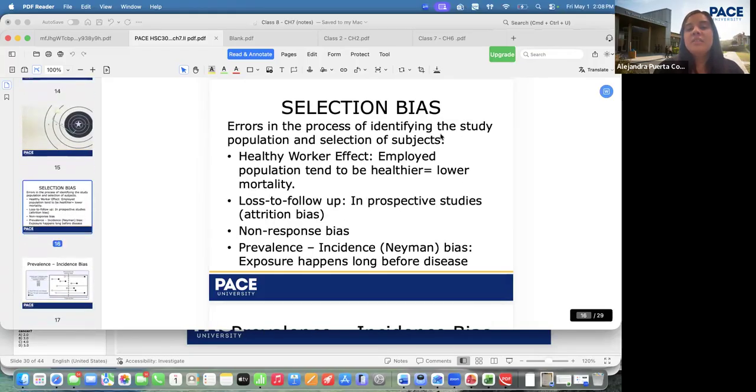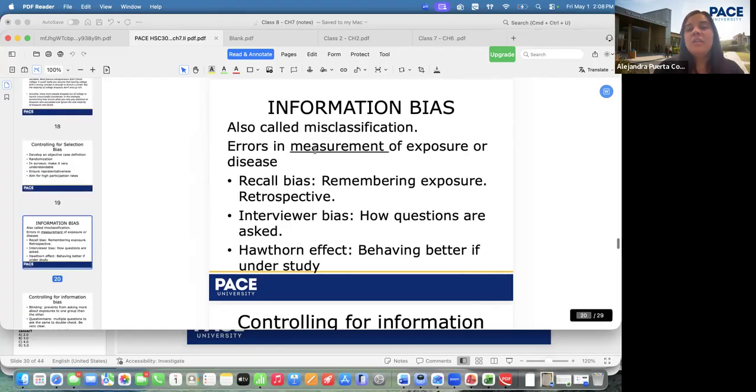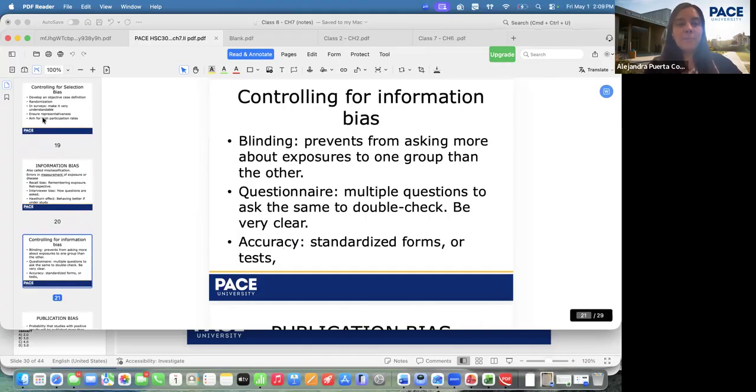So selection bias is in the process of identifying the study population and selection of subjects. And information bias are those errors in the measurement of the exposure or disease. Okay, so if you use an instrument that has not been calibrated, information bias. If you use a survey that was not approved and it's asking in English to people that only speak Spanish, information bias, right? So you have to be very detailed, because those we can control for.